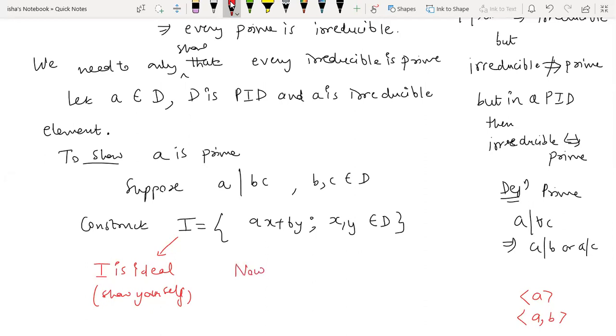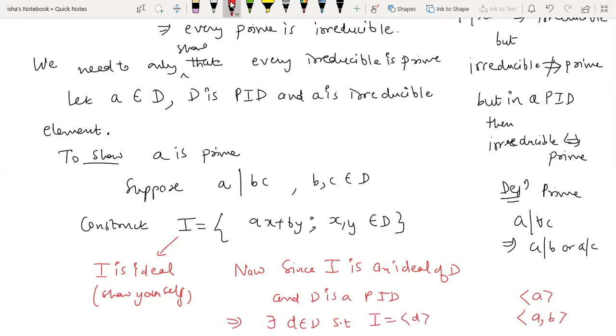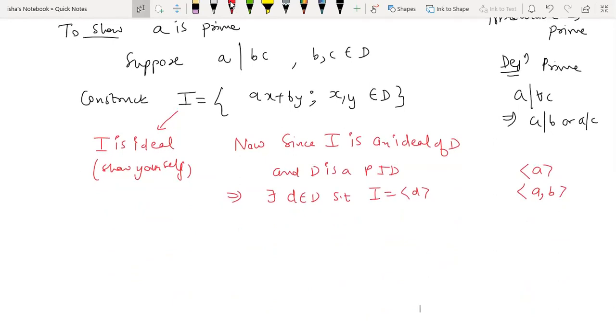Now, further, since I is an ideal of D, and what is D? D is a principal ideal domain. It implies there exists d belonging to D such that I is generated by d. We constructed an ideal, and since the ring is a principal ideal domain, there should be a single generator of that ideal. So there will exist some element d belonging to D such that it is going to generate the whole ideal I, right?